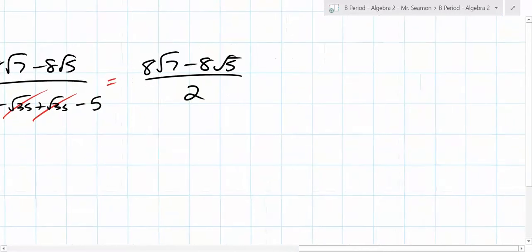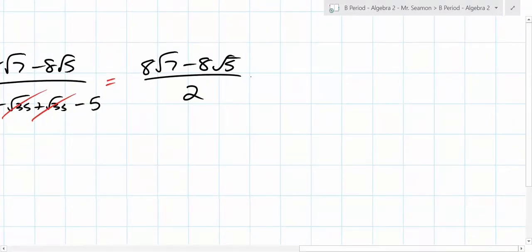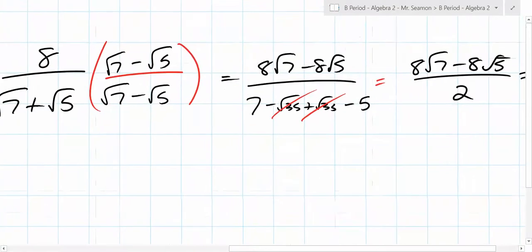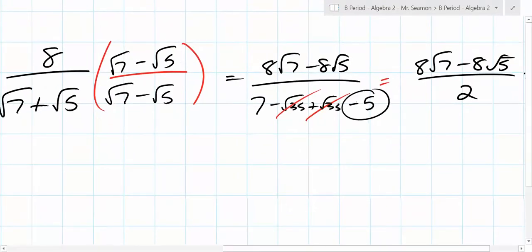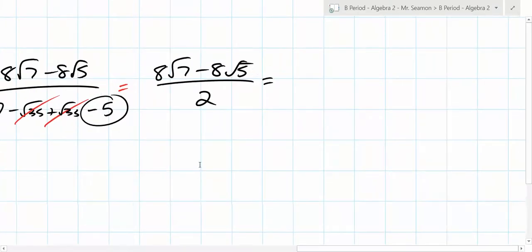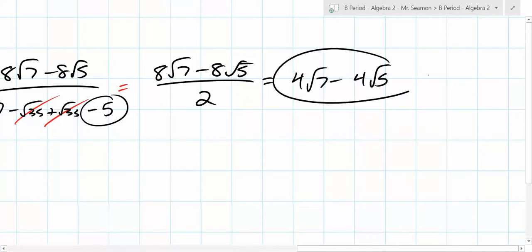And are you done at this point? No, you're not. Minus a negative? No, it's not minus a negative. It's minus 5. The minus is on the 35. So you have 8 and 8 and 2. What does that say? You need to simplify that. What does it become? 4 root 7 minus 4 root 5. There would be your final answer.